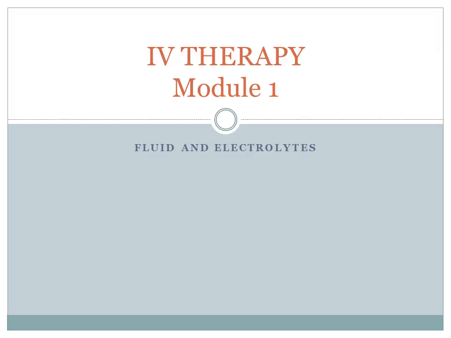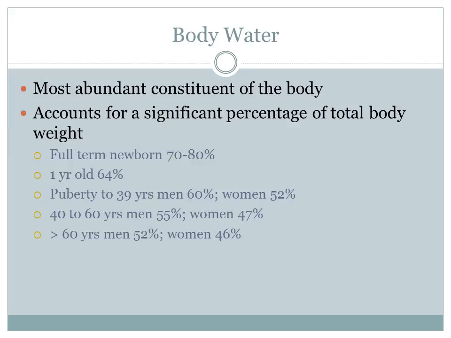Fluid and electrolytes. Body water is an excellent solvent for a great variety of substances, and this includes nutrients and waste products. It also provides ionization of electrolytes. It helps regulate the body temperature by vaporization, and it helps maintain homeostasis within the body.